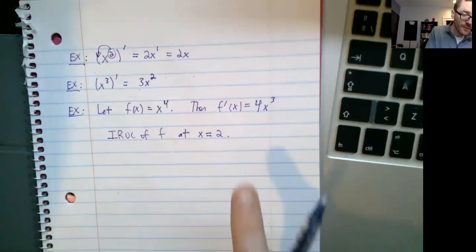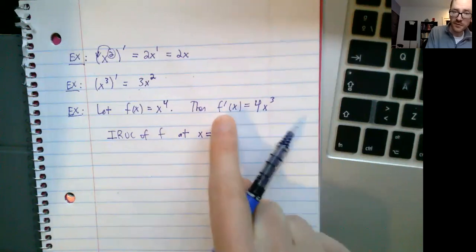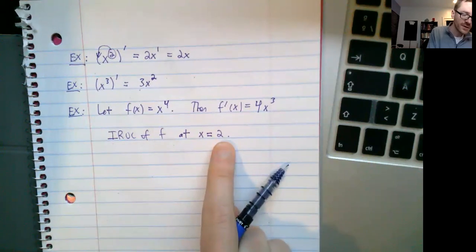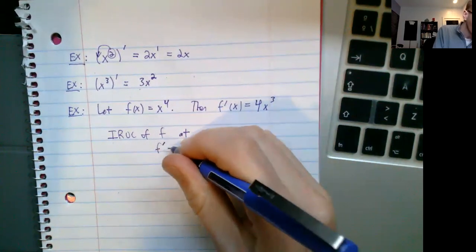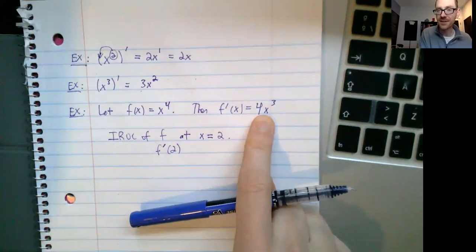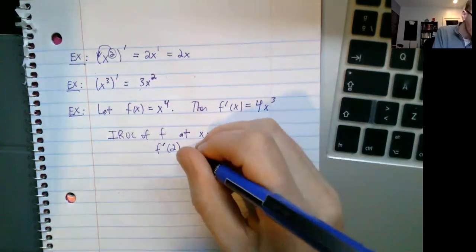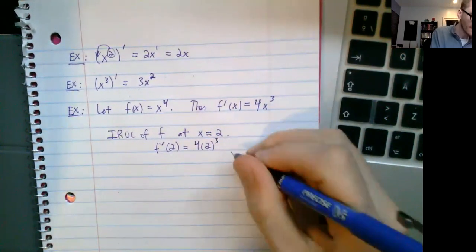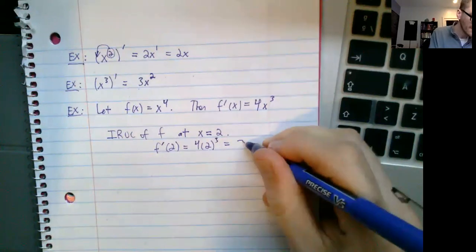Well, you have a formula for the derivative right here. It says that f prime of x is 4x to the third. I'm asking for the instantaneous rate of change of f at x equals 2. In other words, I'm asking for the derivative of f at 2. The formula for the derivative is 4x to the third, so the derivative at 2 is 4 times 2 to the third. I'm just plugging into this formula. 2 to the third is 2, 4, 8, times 4 is 32.